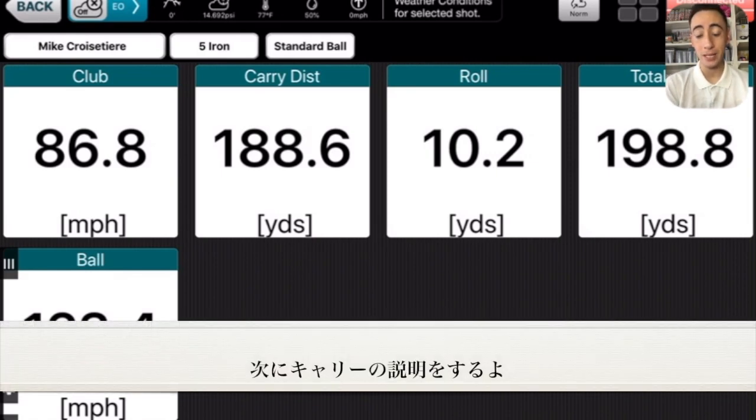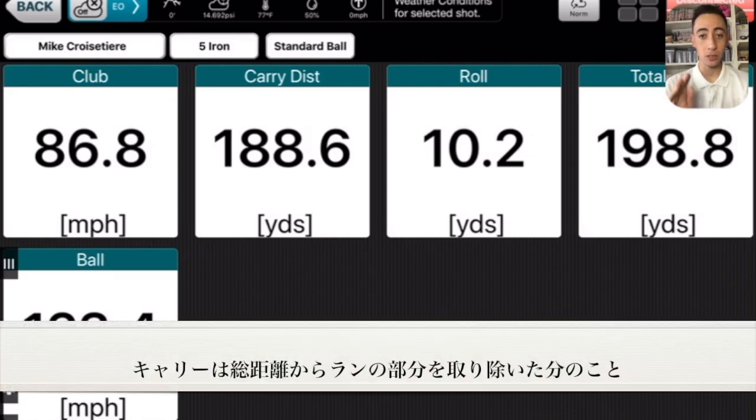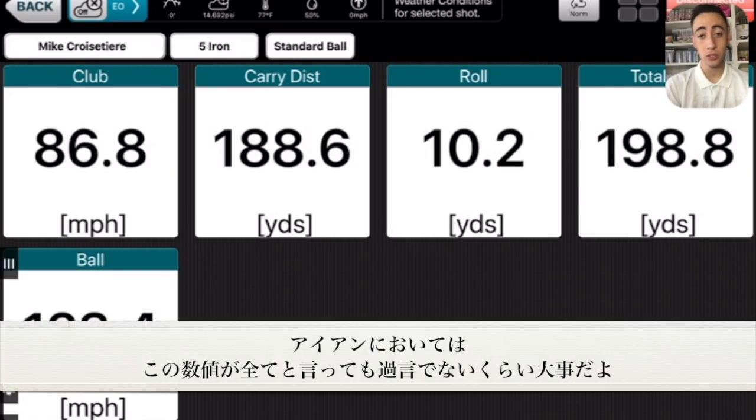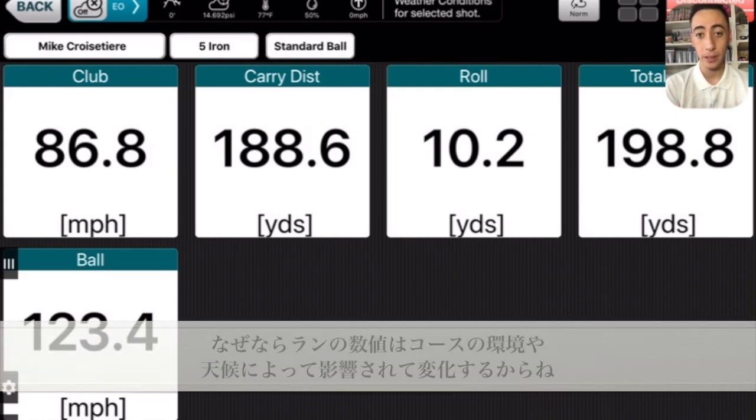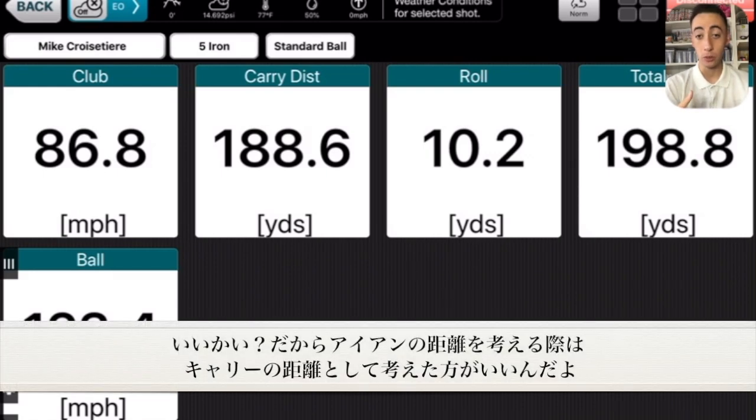Now moving on to carry distance. Carry distance is going to be the total flight of the golf ball minus the roll. This is really important for irons because, with irons, carry distance is all that matters, because you're going to be playing on different surfaces on different courses. The amount of roll is going to vary relative to the course conditions of the day. So when you are focusing on your distance with your irons, focus on carry distance. That'd be my recommendation.